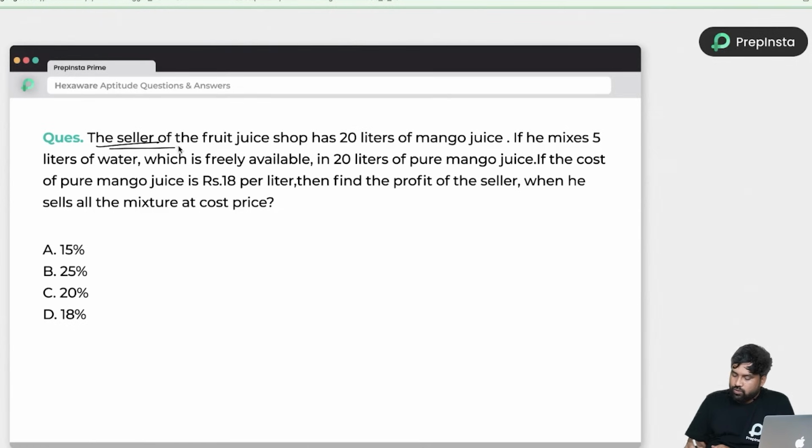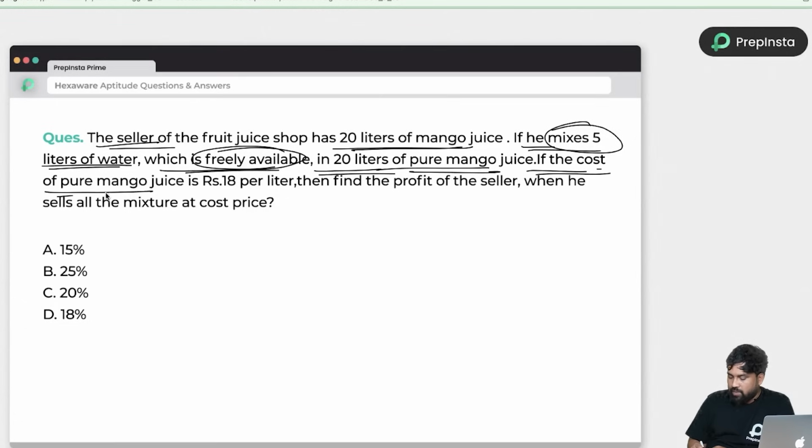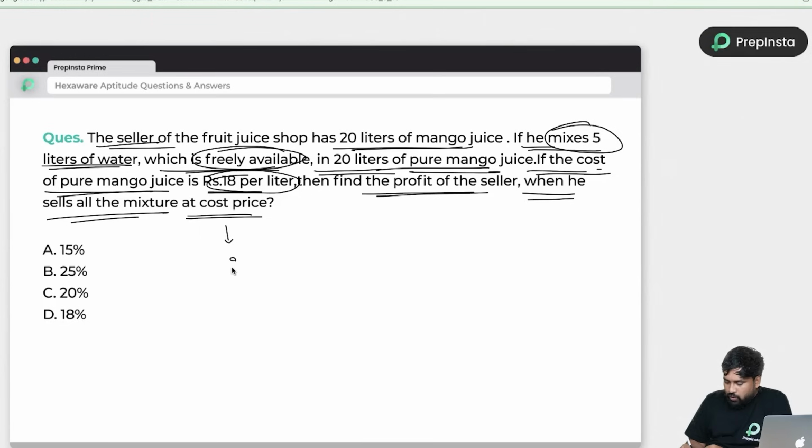Okay, the fruit seller has 20 liters of mango juice. He mixes in 5 liters of water, which is freely available. So water is freely available. If the cost of the pure mango juice is 18 rupees per liter, find the profit of the seller when he sells all the mixture at cost price. So let's see here, if you observe, they have 20 liters and they have added 5 liters of water which is free, and they are selling each liter at 18 rupees, and for a total of 25 liters, how much profit will he get?